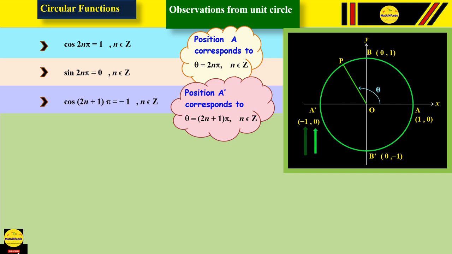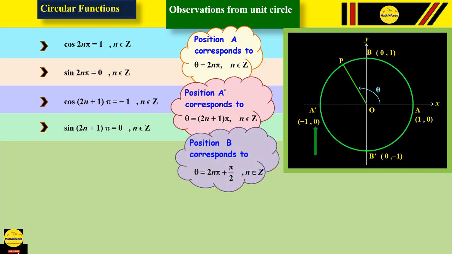Now what about its y coordinate? Point A dash y coordinate. It is 0. That means I observe that sine of that theta, theta means now odd multiple of pi, is 0. So sine of 2n plus 1 into pi is 0. Now here wherever I am writing n, please don't forget that n is any integer.